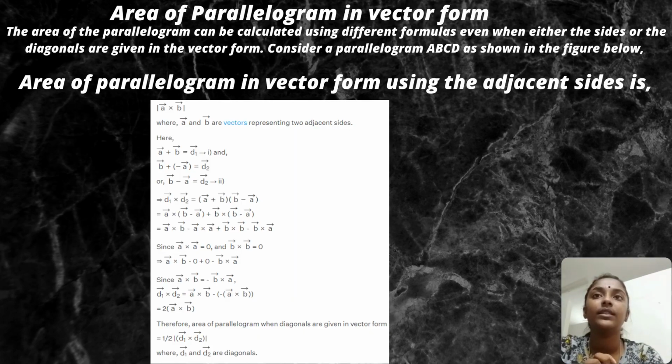Parallelogram in vector form. The area of the parallelogram can be calculated using different formulas even when either the sides or the diagonals are given in vector form. Consider a parallelogram ABCD as shown in the figure below. So this is the figure, and the area of a parallelogram in vector form using the adjacent sides is given by this formula.